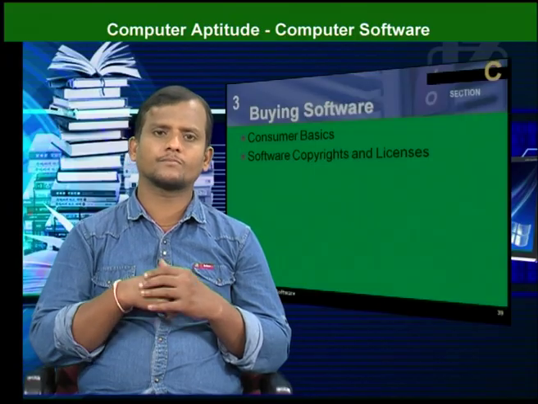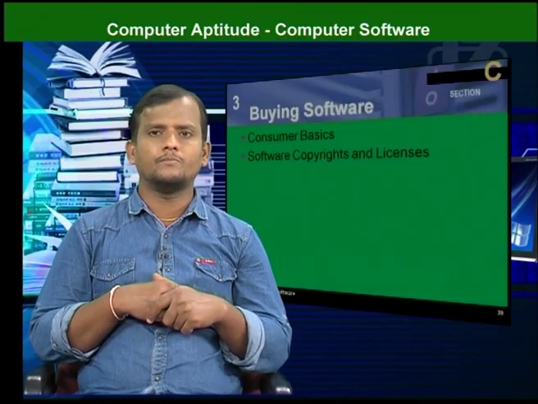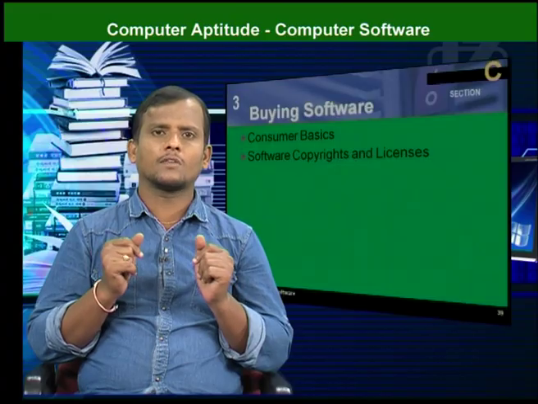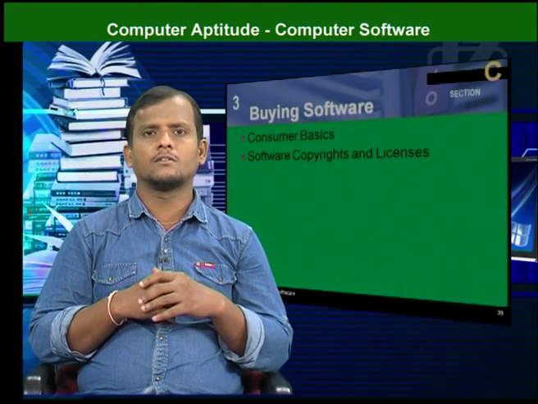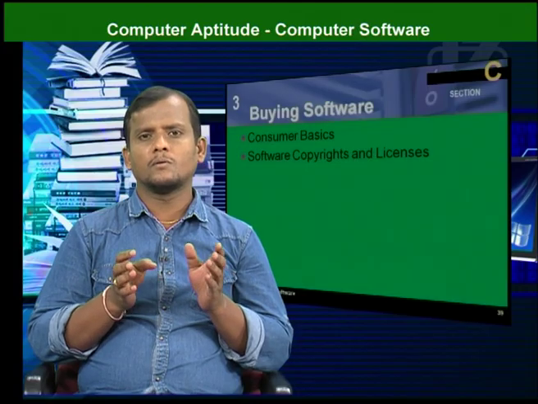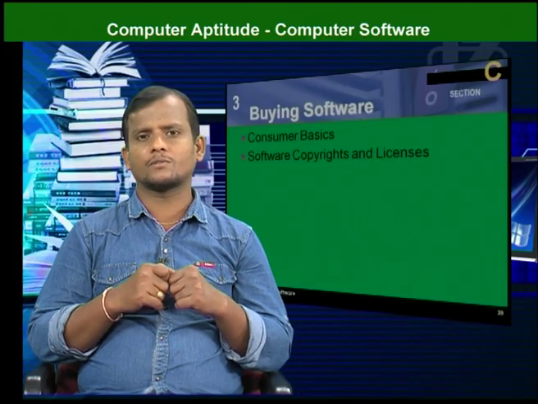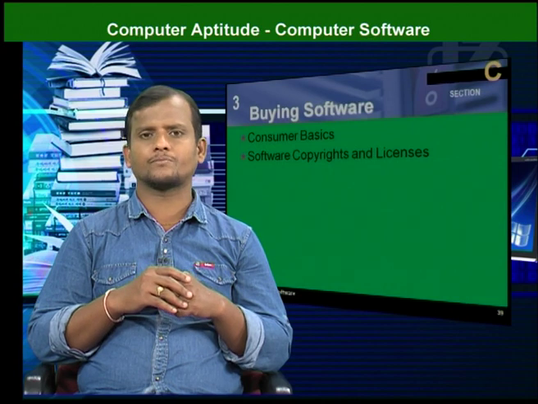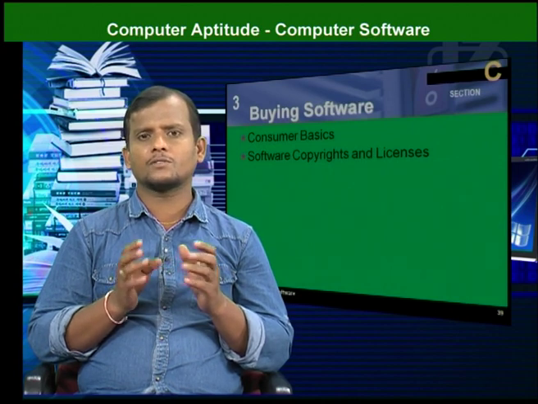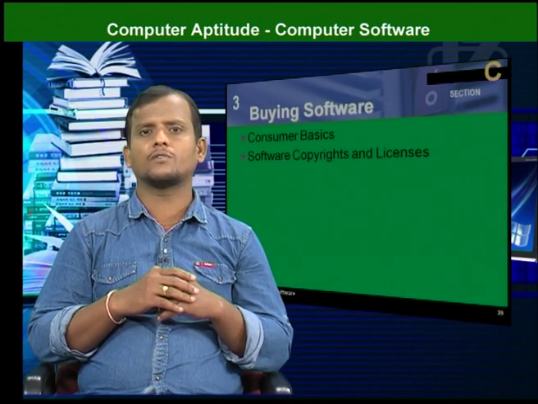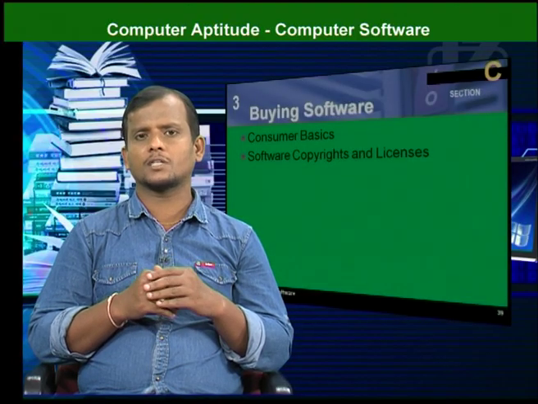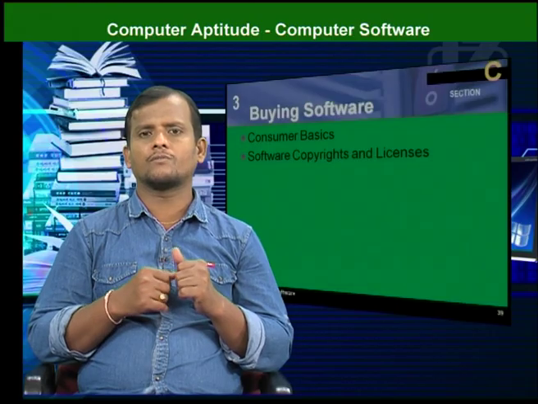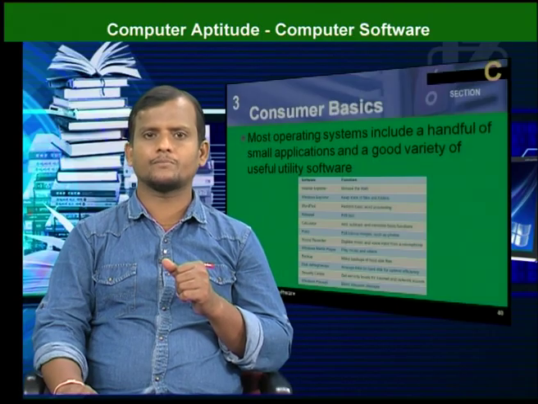Buying software. So we saw what is system software, what is application software. Now, what is the rule to buy a software? What is this buying software? Some are consumer based, some are software copyright and license based. There are two types again: consumer based, and software copyright license software.